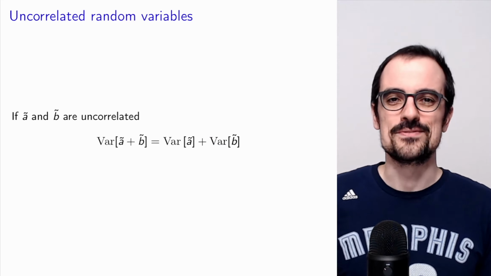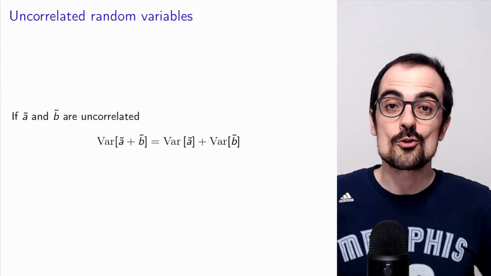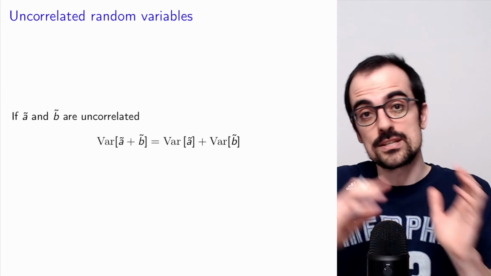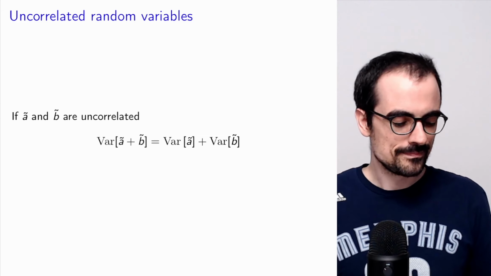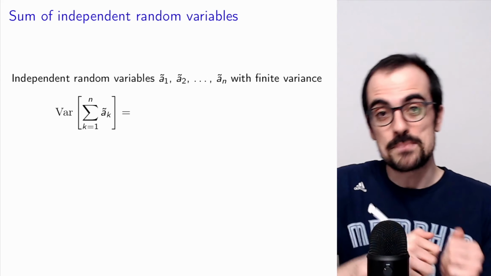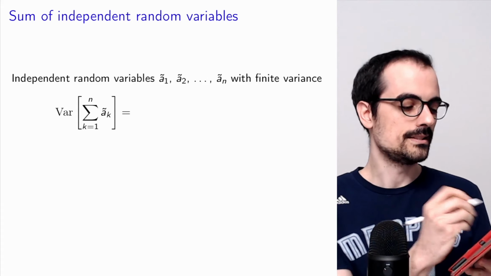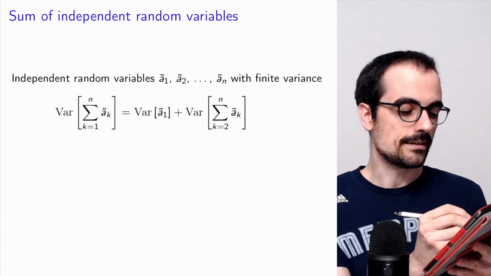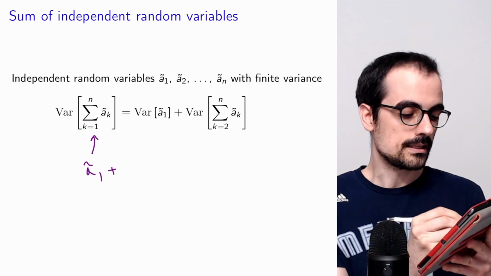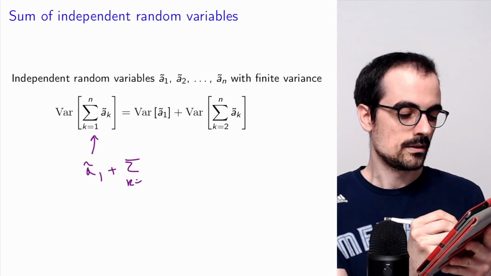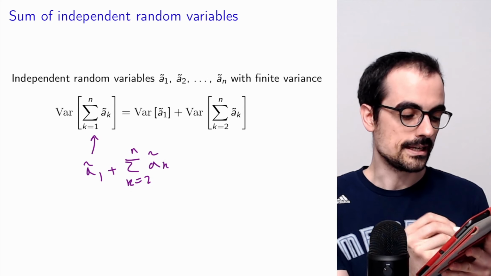Before, a couple of videos ago, when we were talking about correlations, we saw that when two random variables are uncorrelated, the variance of their sum is just equal to the sum of their variances. So we can directly apply that result here. Because independence implies uncorrelation, here we can split this sum into A1 plus the sum from k equals 2 to n of Ak.